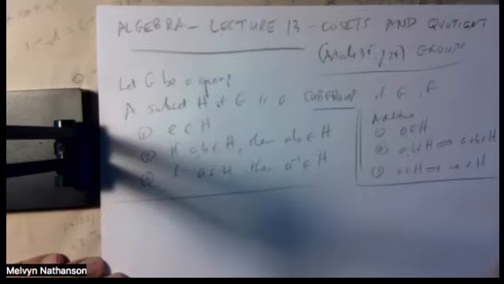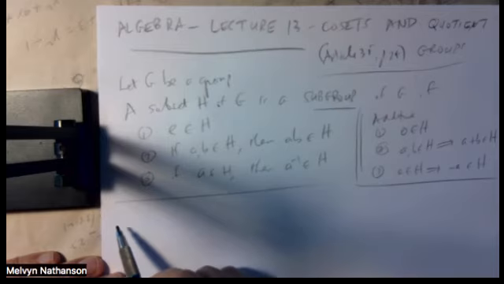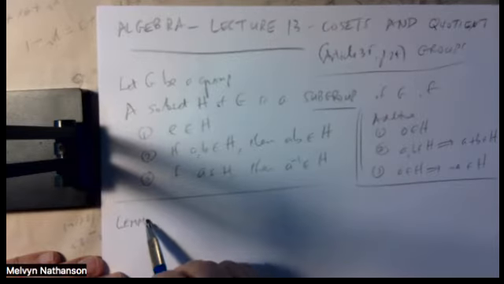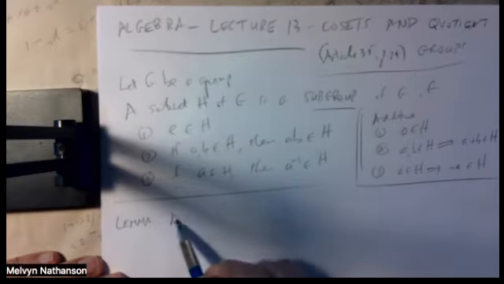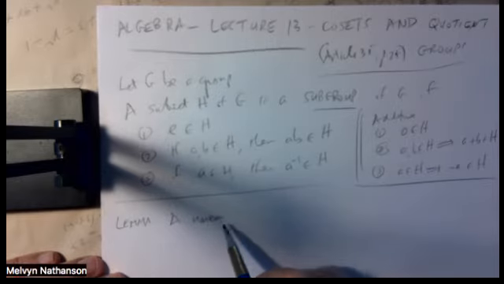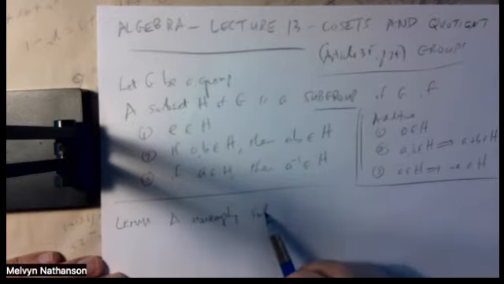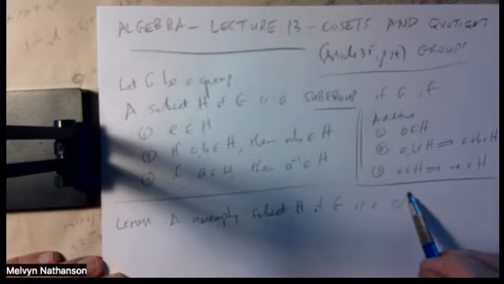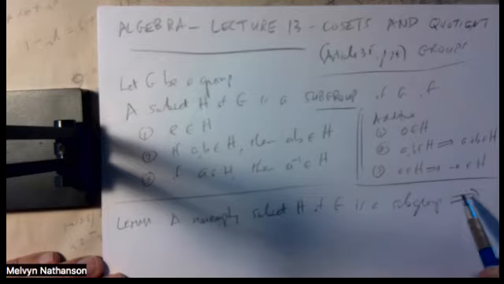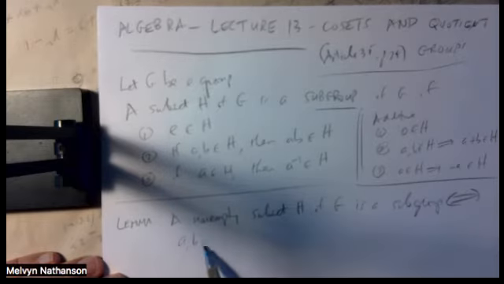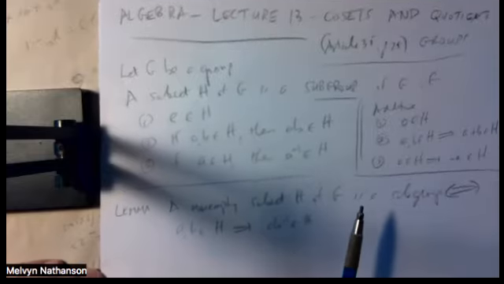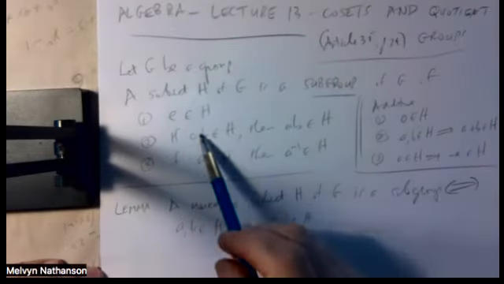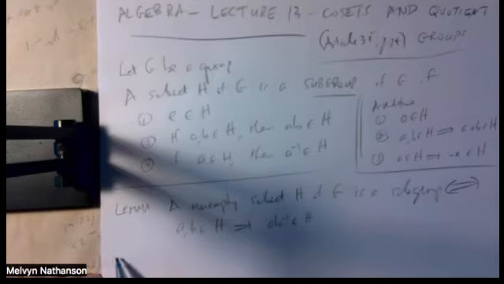So subgroups have a lot of nice properties. So there's, for example, the following result I could call a lemma. A non-empty subset H of G is a subgroup if and only if, whenever A and B are in H, then A B inverse is in H. So instead of checking these three properties, it's enough to check one property.